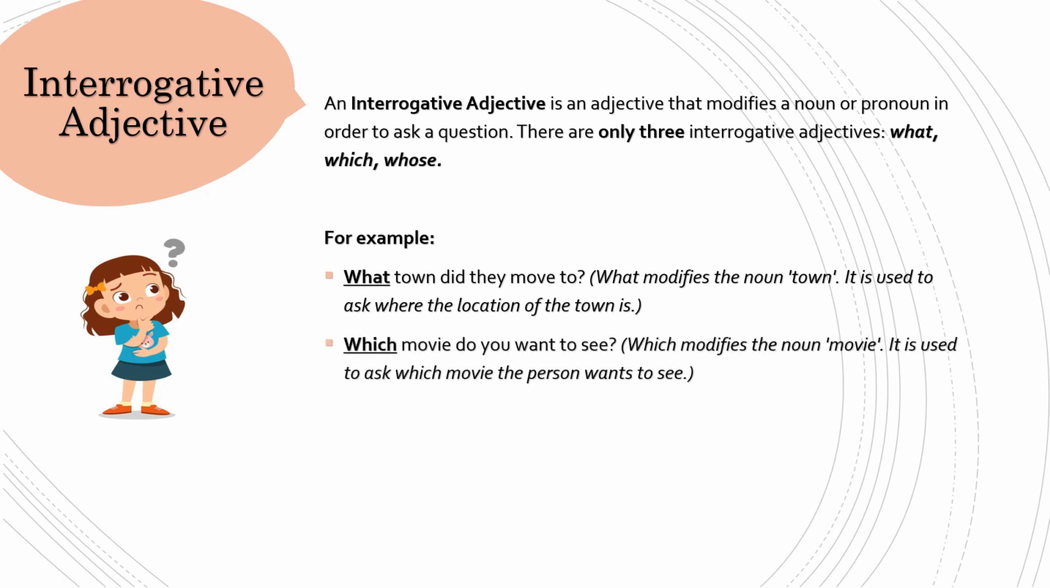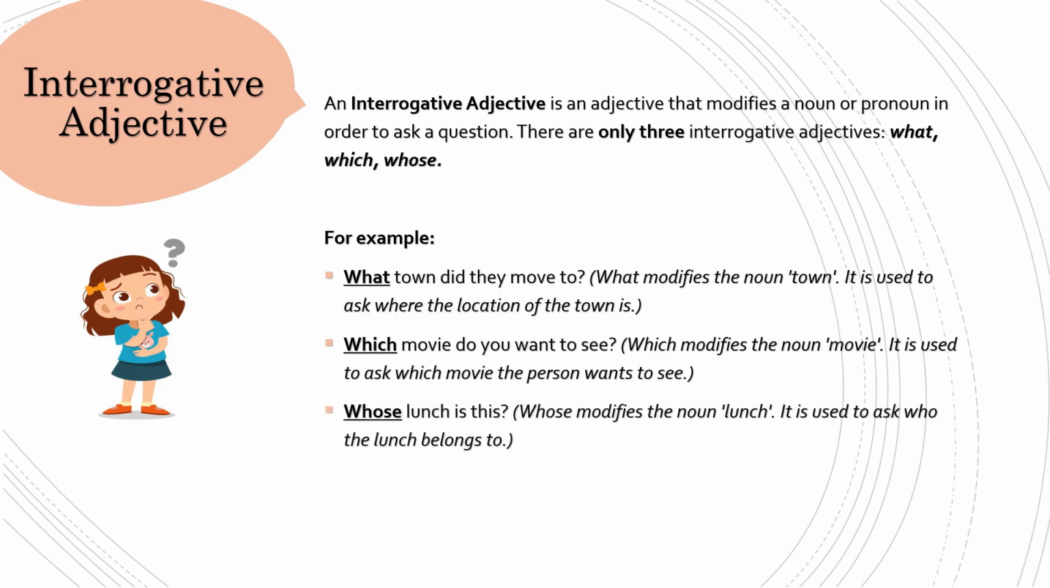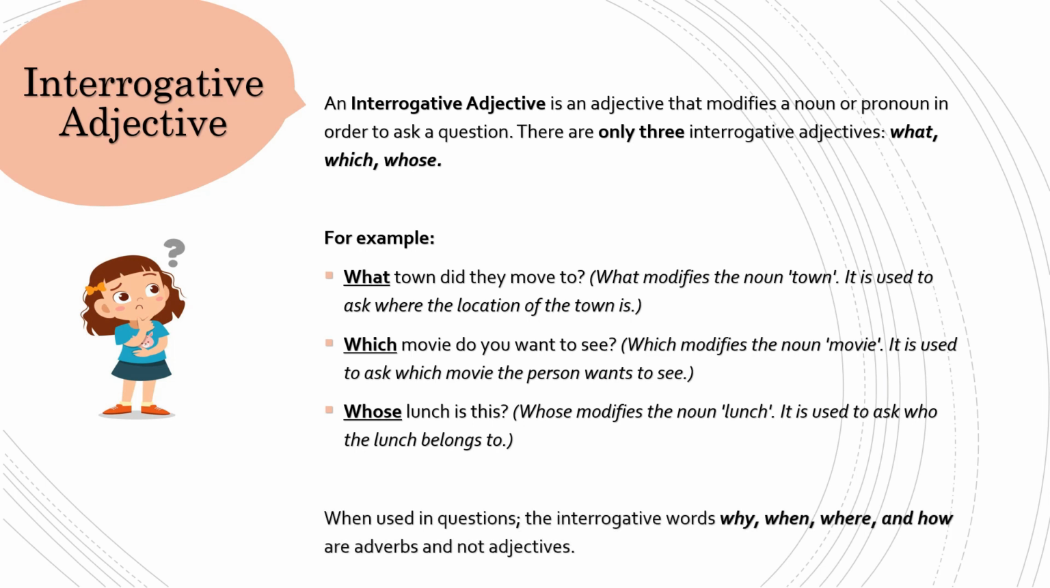Which movie do you want to see? Which modifies the noun movie. It is used to ask which movie the person wants to see. Whose lunch is this? Whose modifies the noun lunch. It is used to ask who the lunch belongs to. When used in questions, the interrogative words why, when, where, and how are adverbs, and not adjectives.